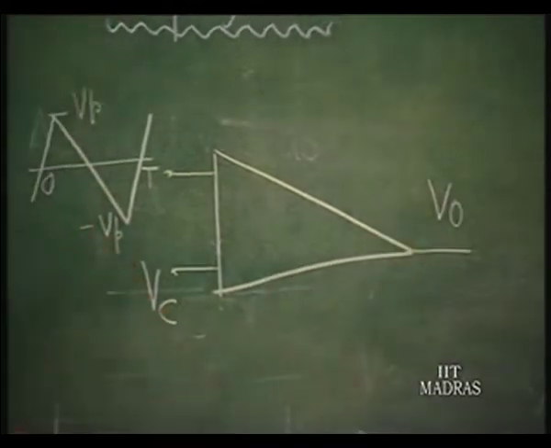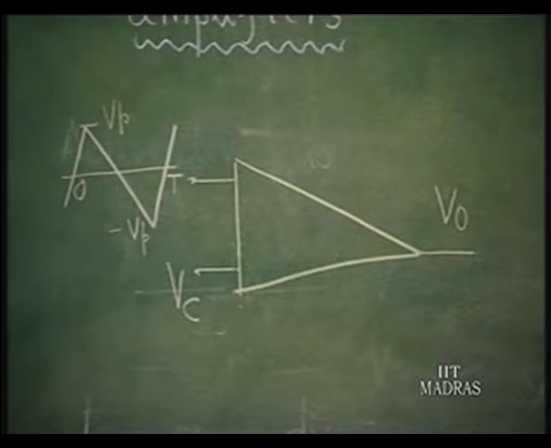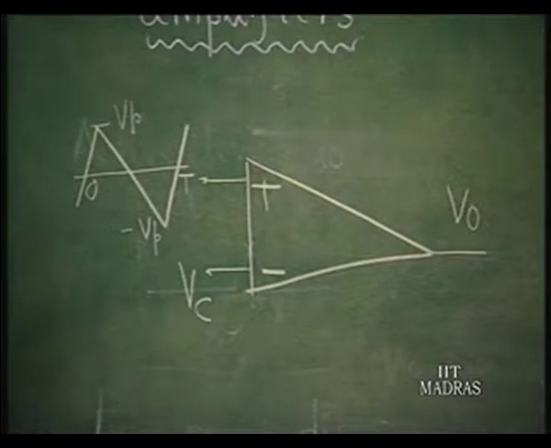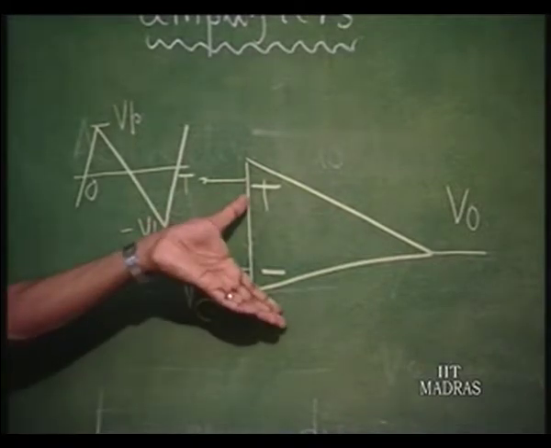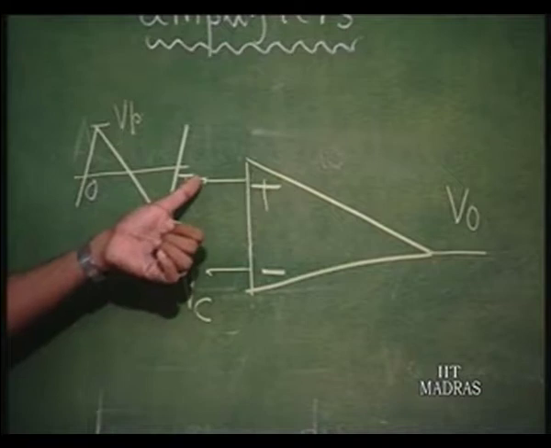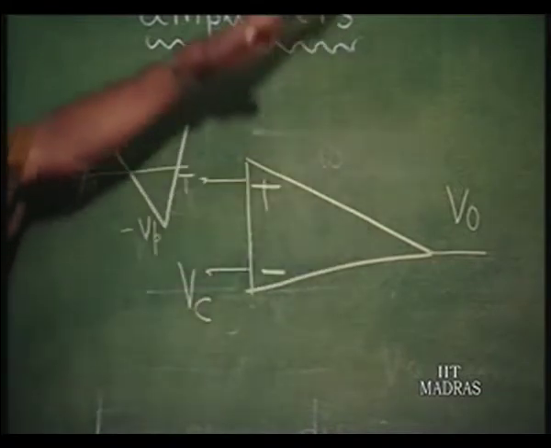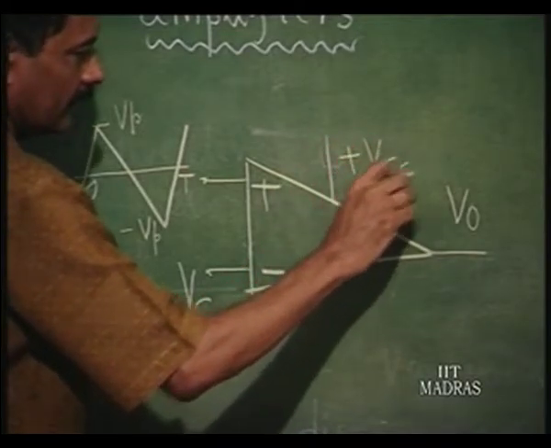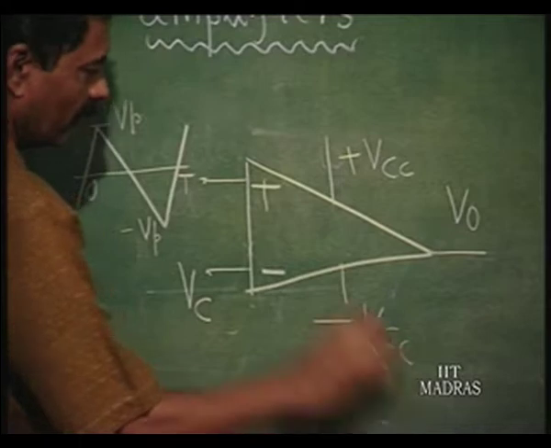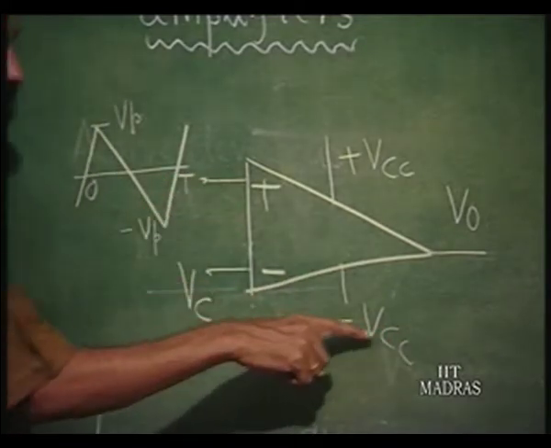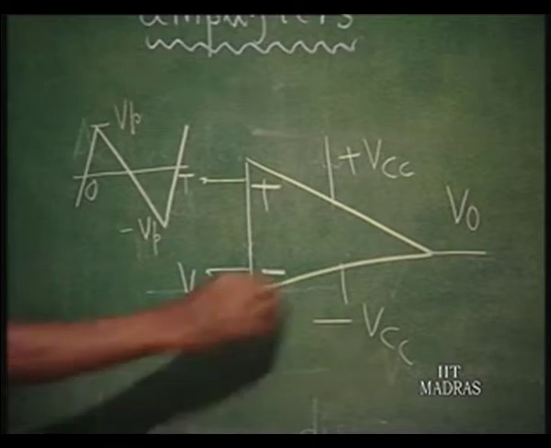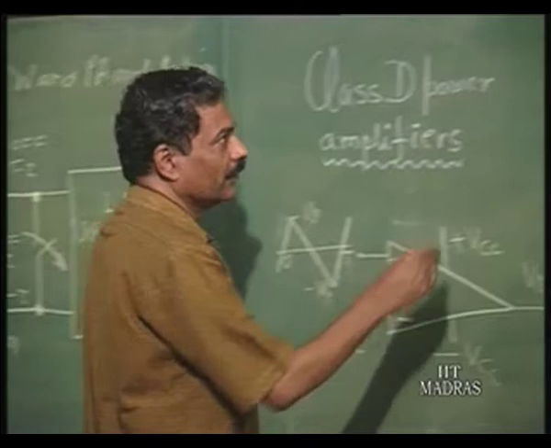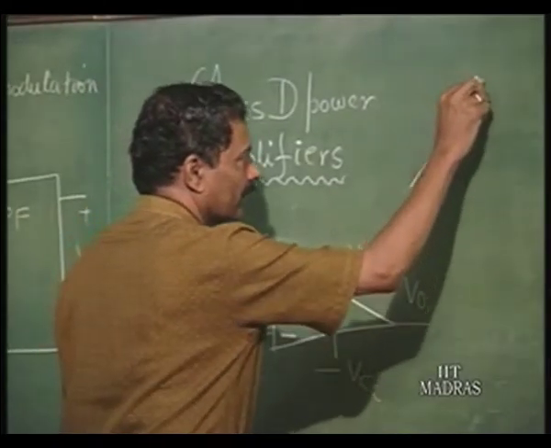V naught. So, let us say this is plus and this is minus. This is now acting as a comparator. This is a high gain amplifier. So, the moment this voltage goes above Vc, the output will go to, let us say, plus Vcc, and the moment this voltage goes below Vc, this will go to minus Vcc, saturation. These are power supplies. So, what kind of waveform do we observe on the screen? So, let us draw that triangle.